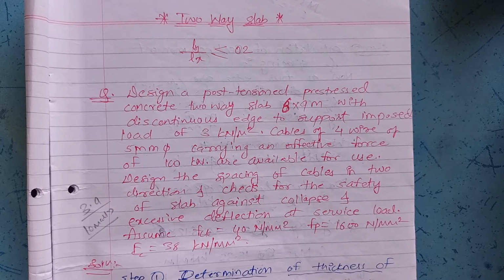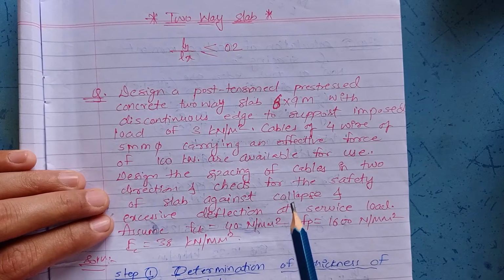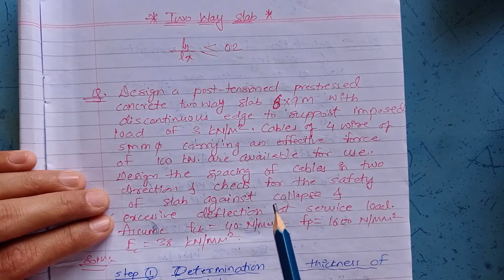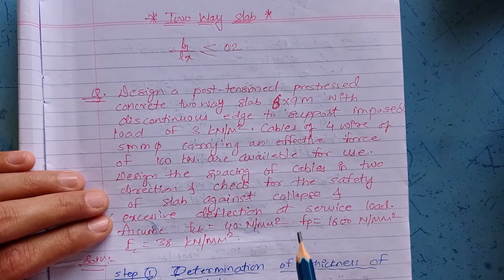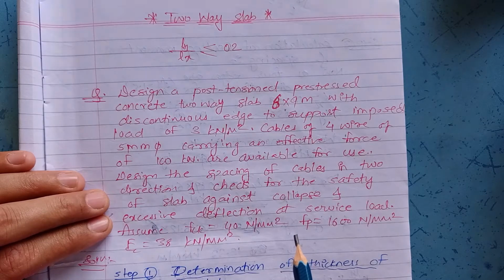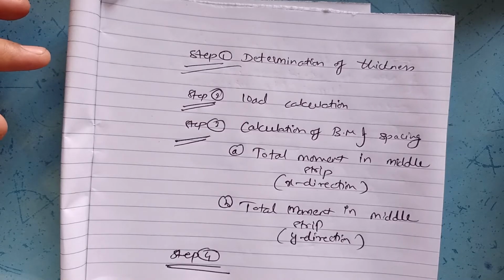In the previous video, we started our design of the two-way post-tension slab. This was the problem statement. Please go through it. Until now, we have covered 3 steps. Now we will be moving towards step number 4. Prior to that, let's review the 3 steps that we have covered.